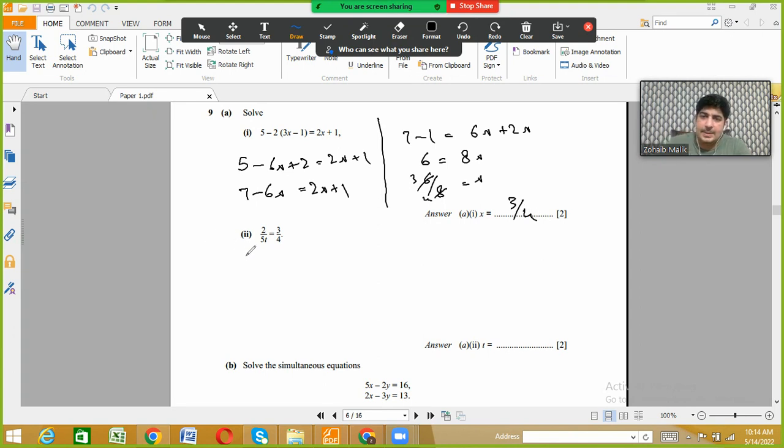So now we have to find the t value. Here we can see two fractions, so we will simply do cross multiplication. So this would be 4 into 2, which is 8, is equal to 15t. The simple t value is 8 over 15.